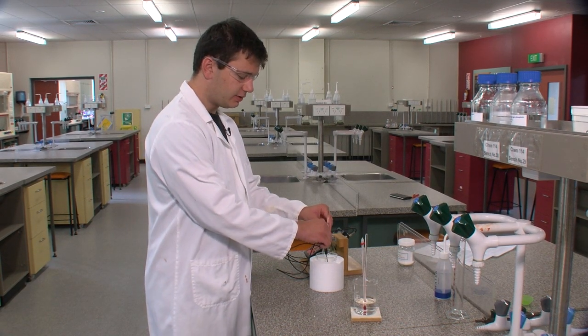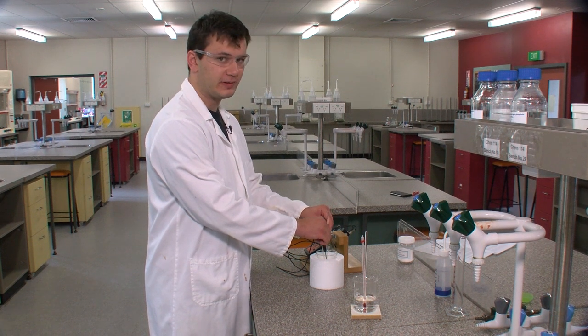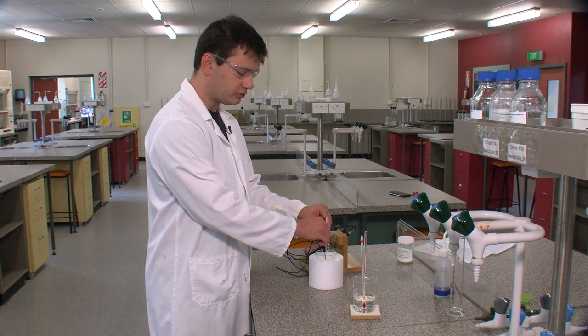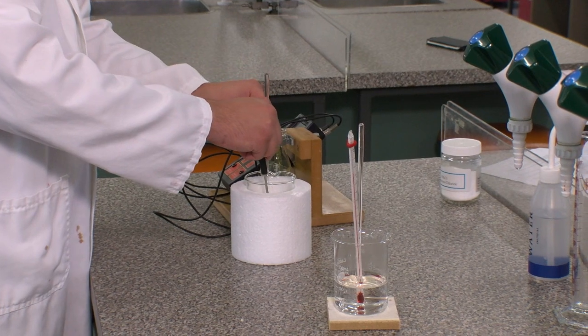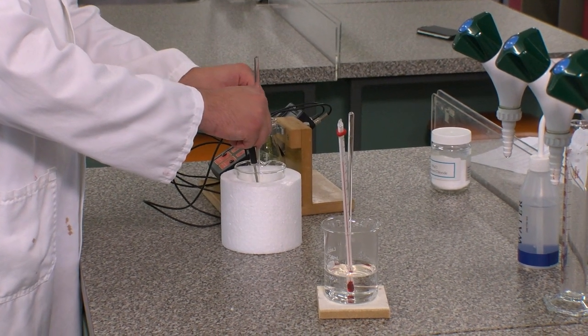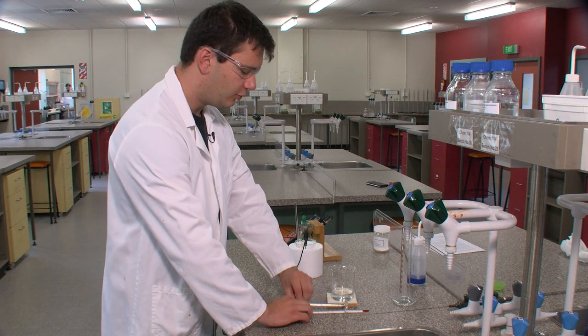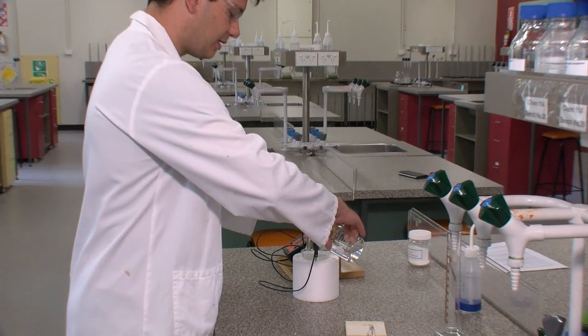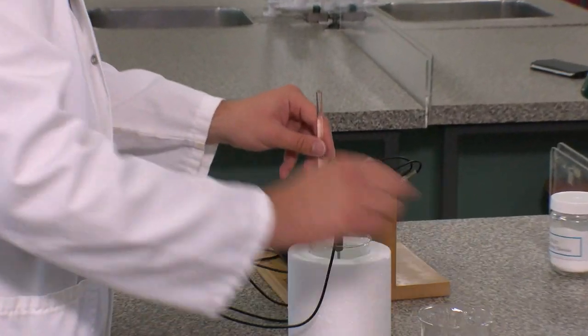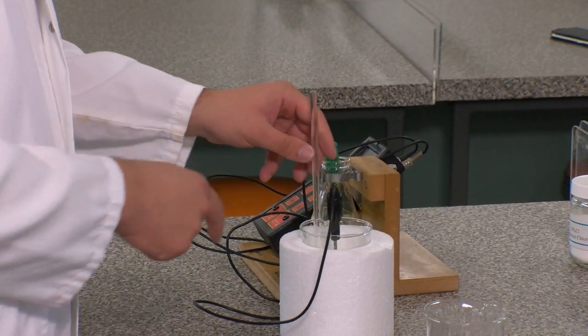Gently lift and lower the stirring rod to stir the solutions. There should be little to no noise. Take the temperature of each solution every minute for 5 minutes. It's very important that you plot them on your graph as you go. After 5 minutes, pour the hot water into the calorimeter quickly and then measure the temperature using the thermistor.